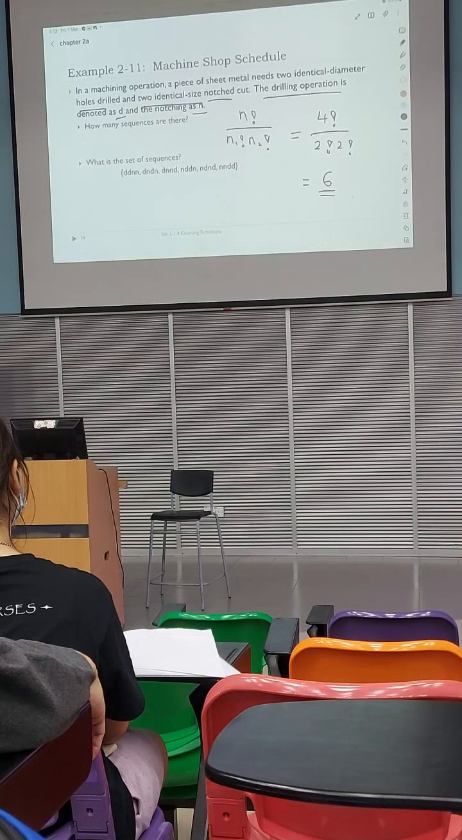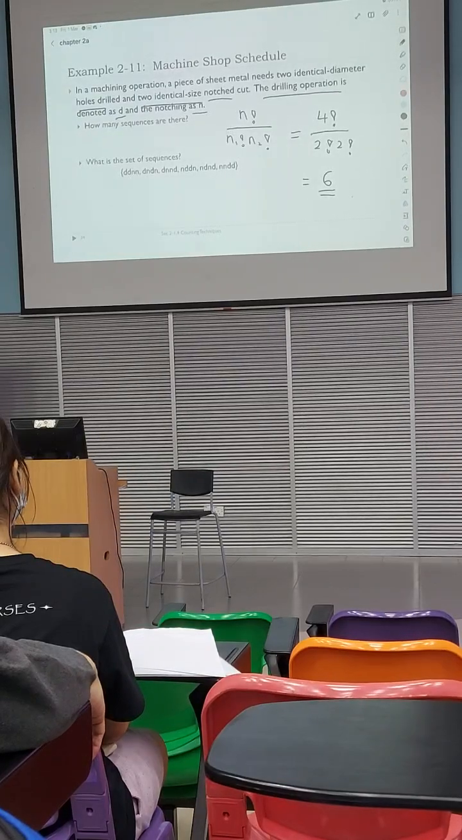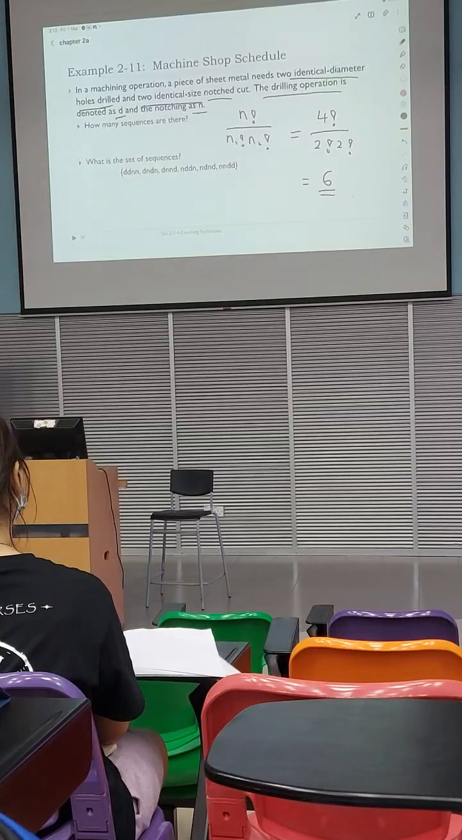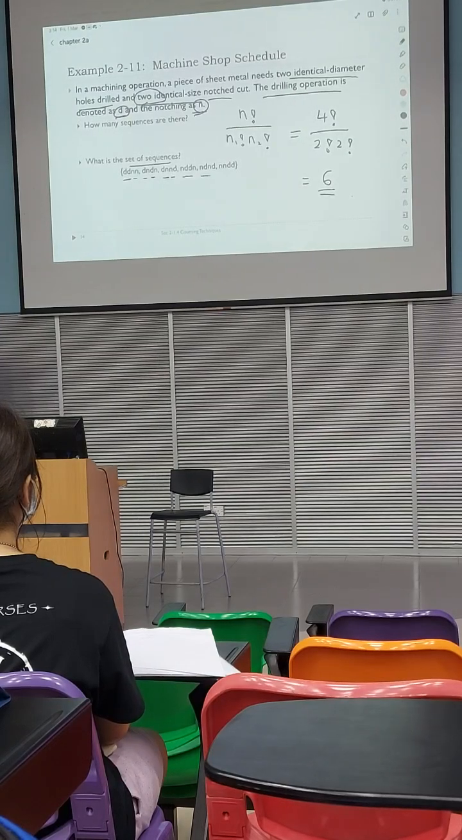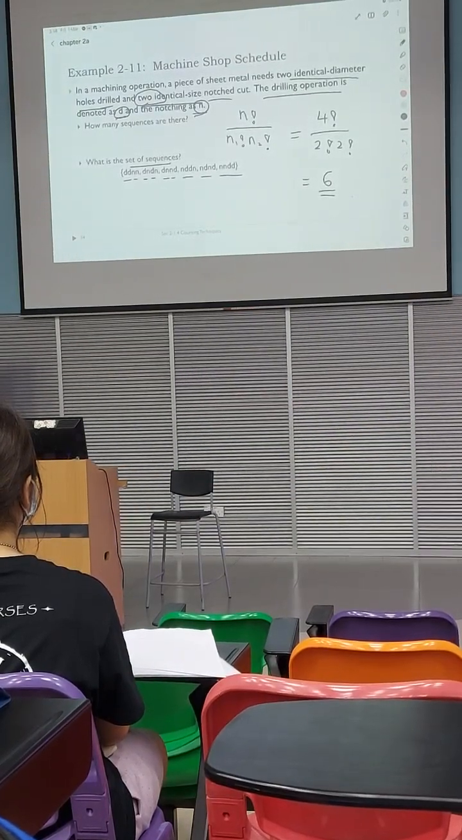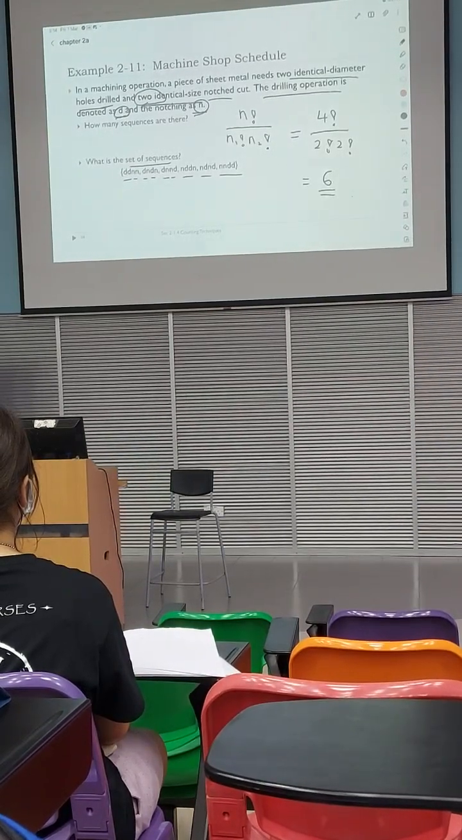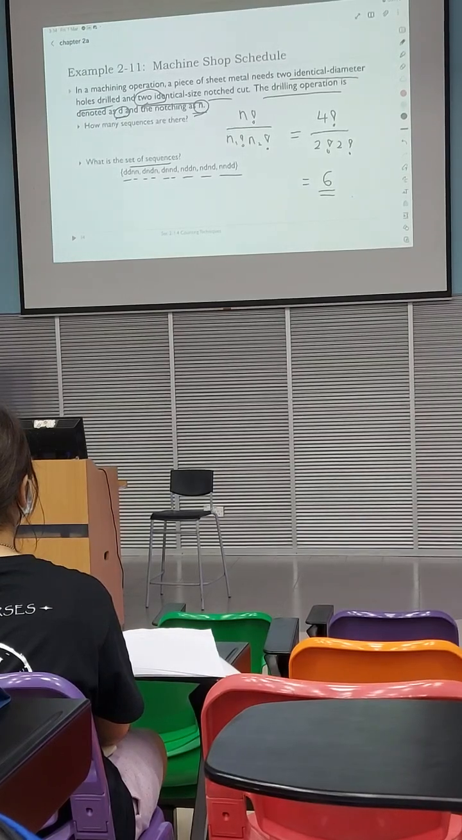What does 6 mean? Imagine we have two identical drillings denoted as D and another two denoted as N. What are the sets of the sequence? It can be arranged like this: DDNN, DNDN, DNND, NDDN, NDND, and NNDD. So that is the meaning: 6 different sequences.